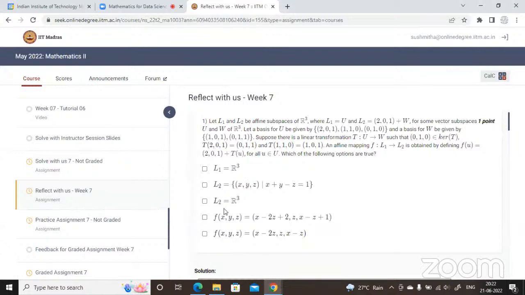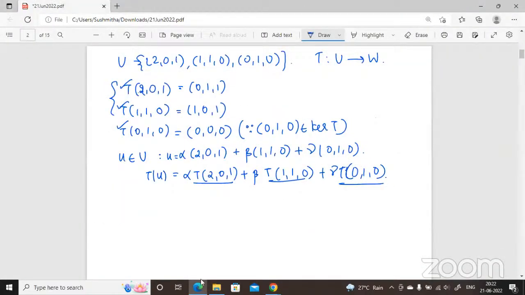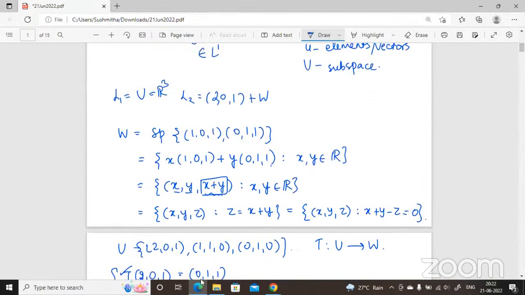So maybe we'll go for the first three options. The first option is right, correct? We have already seen that L1 is R3, meaning the affine space that we got. L1 is equal to U, and U is R3. What is L2? We haven't found L2. W we found out. What is L2? L1 is equal to U is equal to R3. So L1 is fine. What about L2?